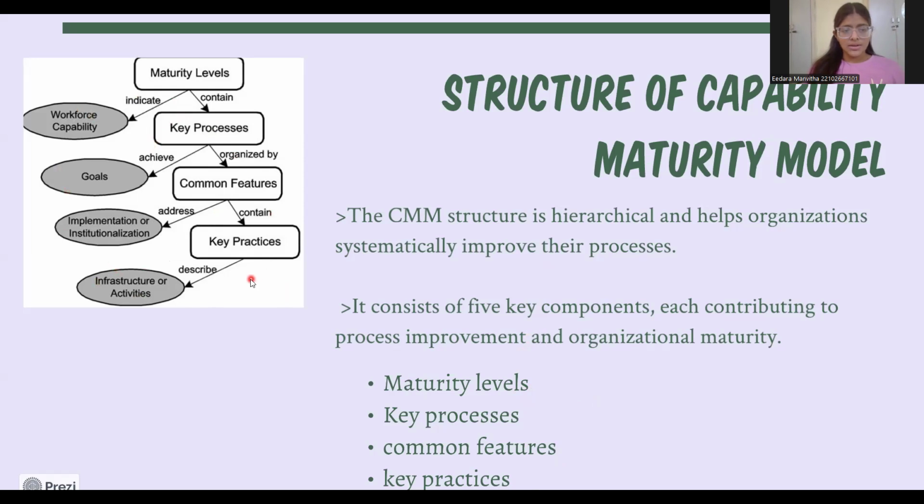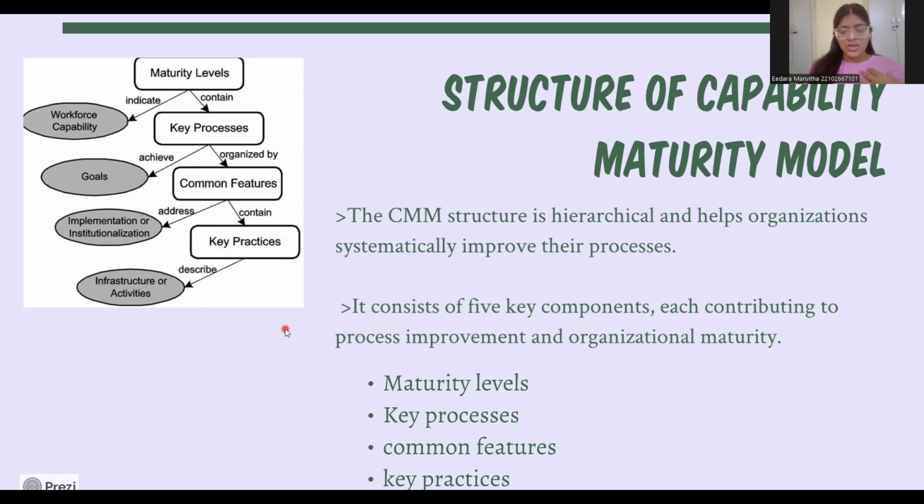While watching this diagram, we can see that maturity levels indicate that the workforce capability is higher, and they contain the key processes. Key processes achieve the goals and are organized by common features. Common features are addressed by implementation and institutionalization, and they contain key practices. These key practices describe the infrastructure of activities. So this is the structure of CMM.